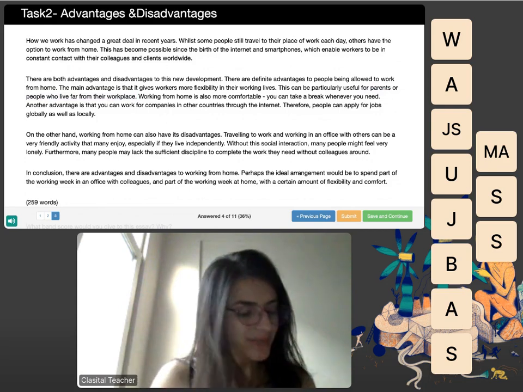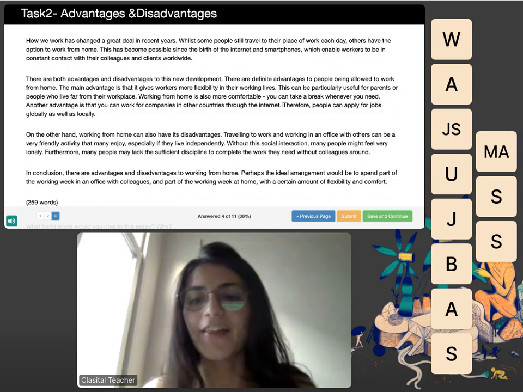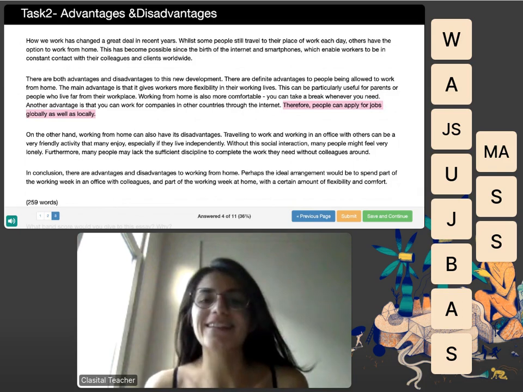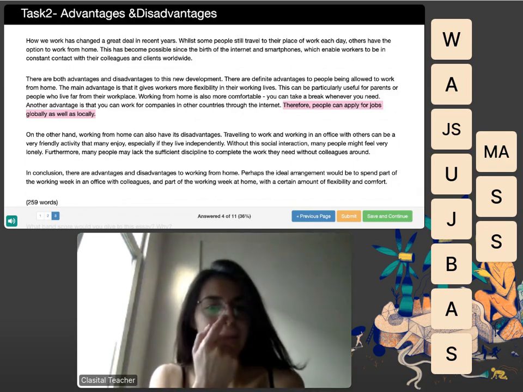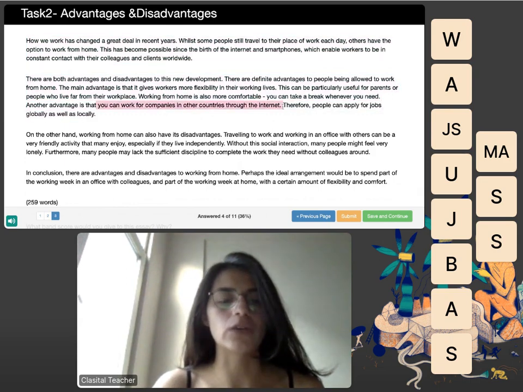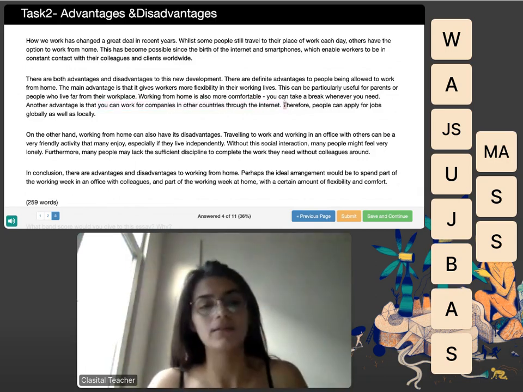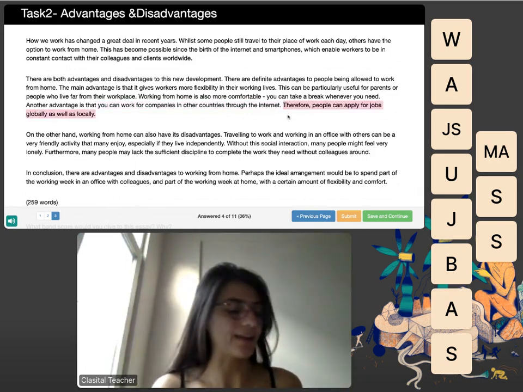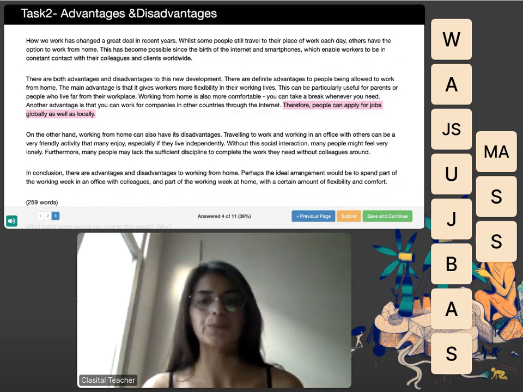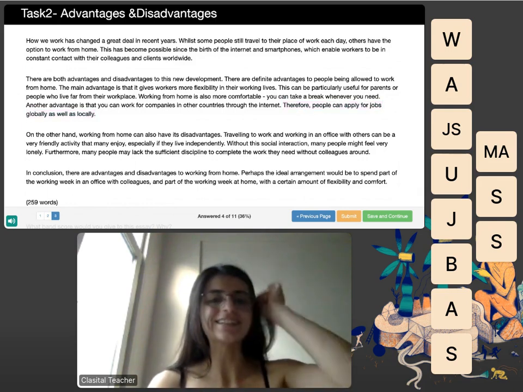So that's not it. I felt the last line looks fishy. Let's look at that. Therefore, people can apply for jobs globally as well as locally. I think that is a really good supporting sentence, by the way, because it explains why this is an advantage. So you can work for companies in other countries through the internet. So this is an advantage like this. I think that last sentence is really necessary to explain the sentence before it. All right, let me tell you what it is.